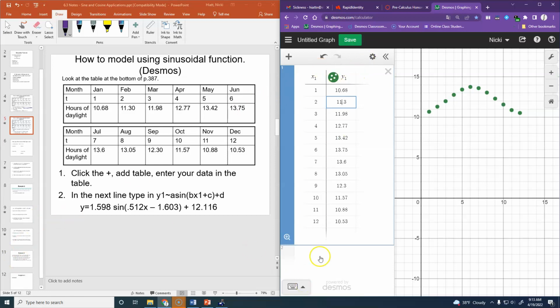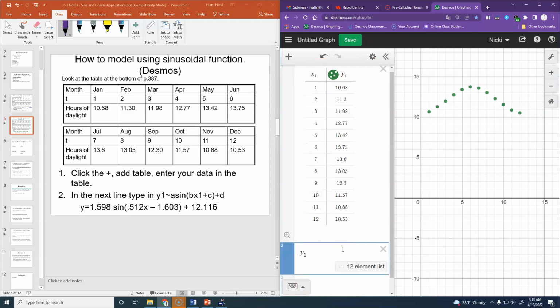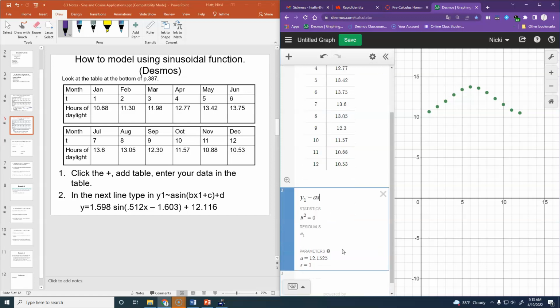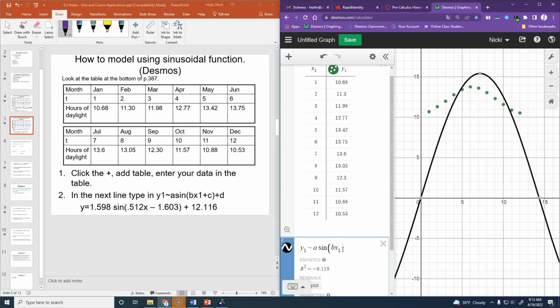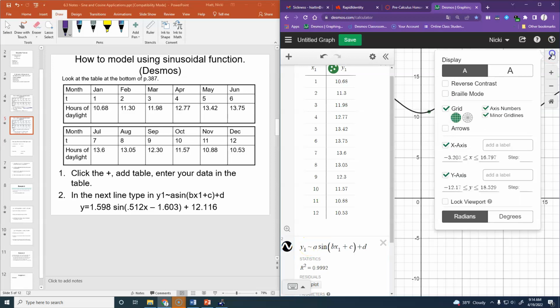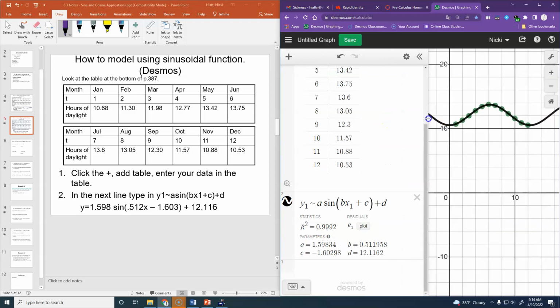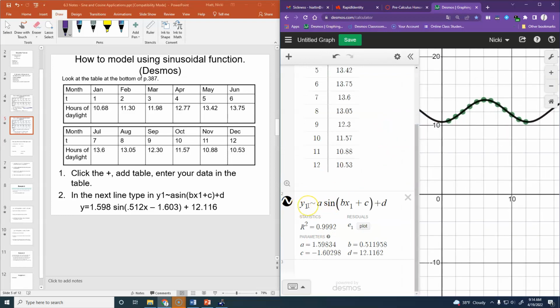All right, and so all you have to do for this is you're going to just type in y1 squiggle a sine bx1 plus c plus d. So it's just that standard form of a sine graph with A's, B's, C's, and D's. Make sure you put a 1 after your Y and a 1 after your X, and use the squiggle instead of an equal sign. It will automatically make the 1 a subscript if you type just X and then 1 after it.